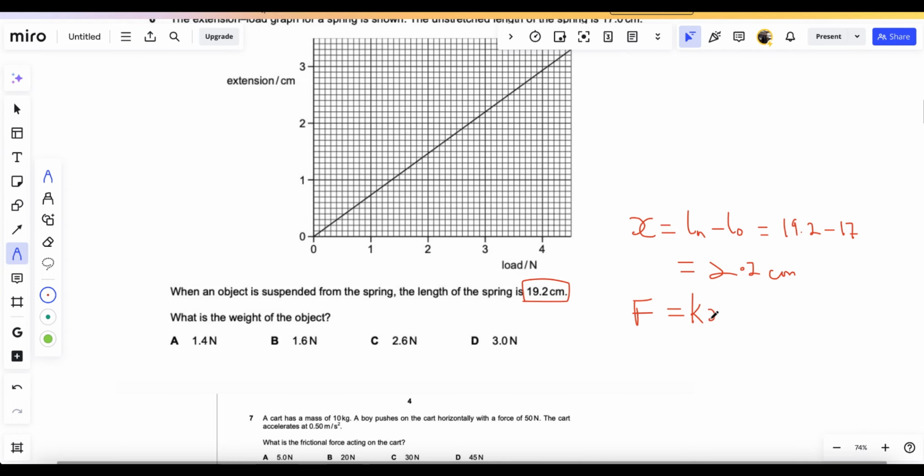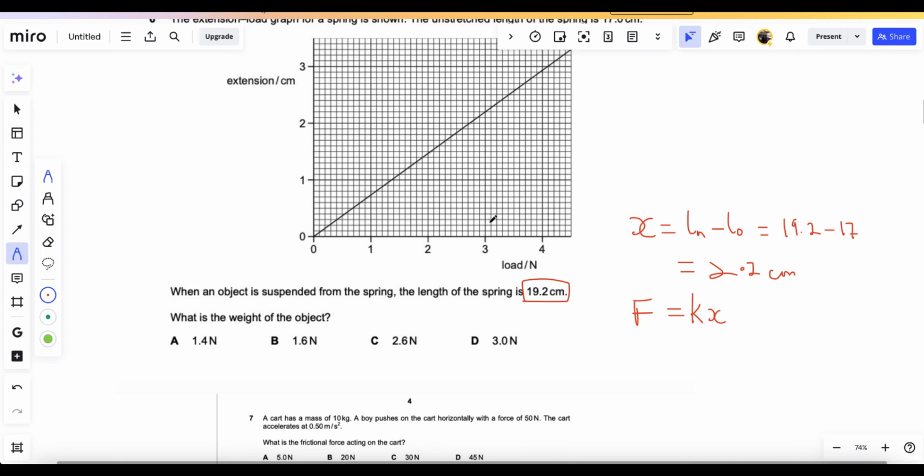We can use E or we can use X. Some textbooks use X for extension, and some use E for extension, so it doesn't matter. If they are asking for the weight, the first challenge is to calculate the spring constant from the graph.